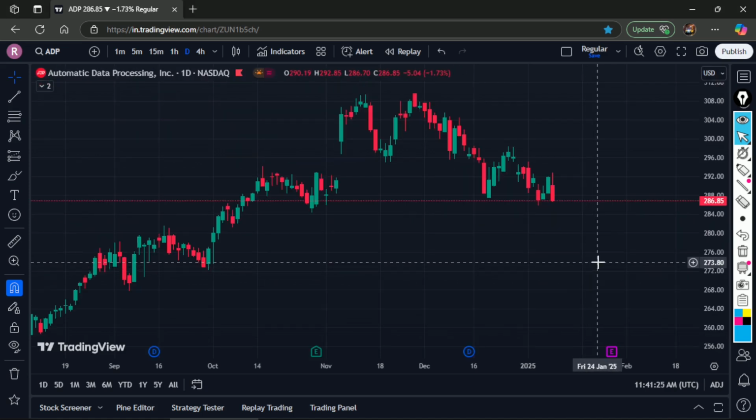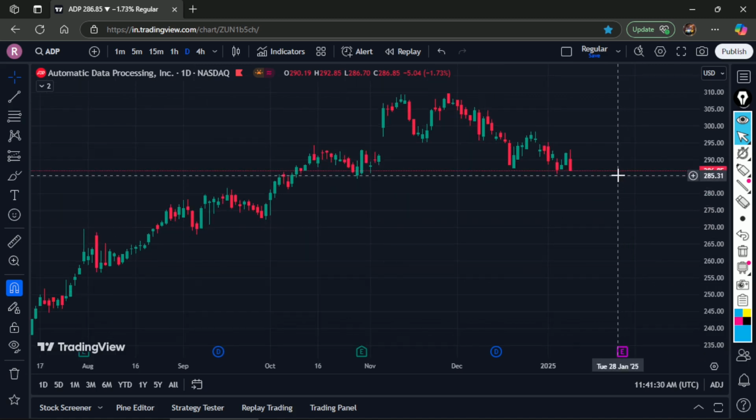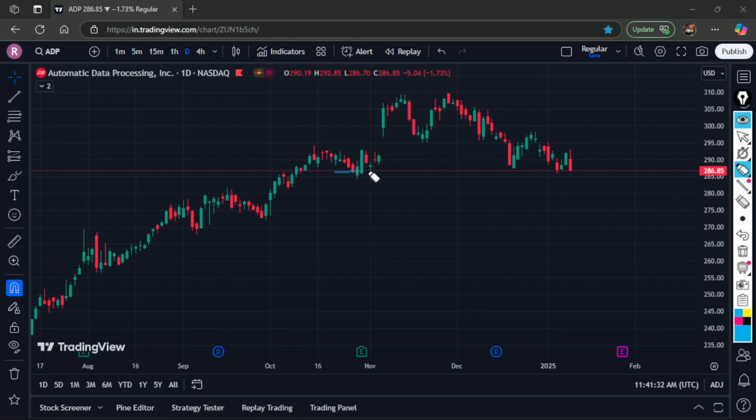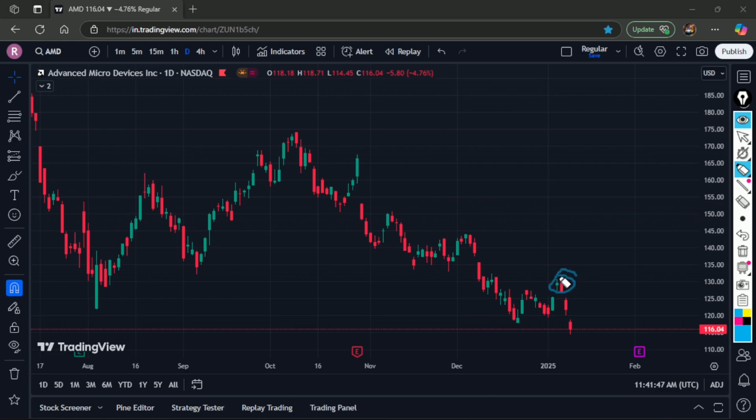Next in ADP, if we see here, ADP is negative for us because it has touched here multiple times and it is negative for us. Now in AMD, if we see here, from this to this, it has gone near about 15 points, from 130 to 160, has been done here in 3 days.